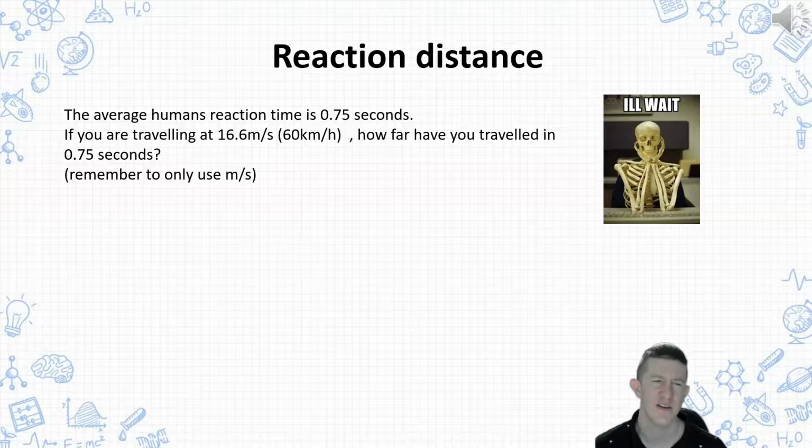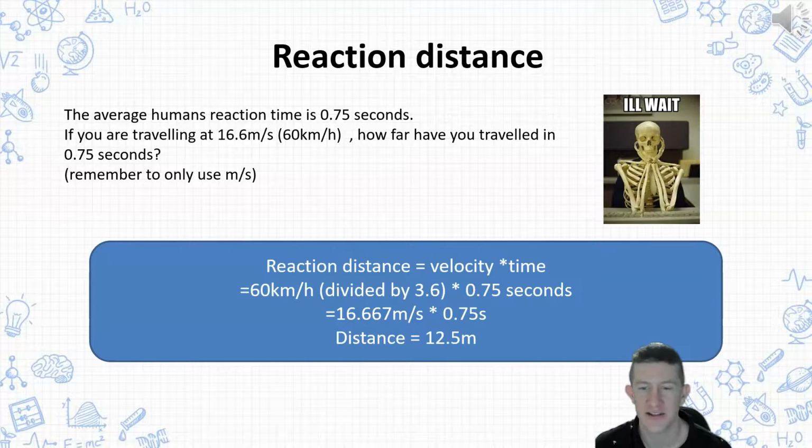So have a go at that. See if you can figure out how far you would travel. If you're moving at 16.6 meters every second, and it takes you 0.75 seconds just to react. So we can work it out using a couple of different equations. You don't need to know what these equations are yet, but it's just the velocity, how fast you're traveling, times the time that you're traveling that speed for. So in this case, I've converted kilometers per hour to meters per second already for you. I just times it by 0.75 seconds because that's how long it took you to react.